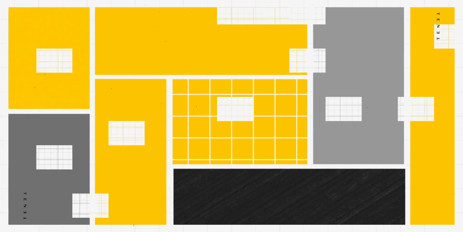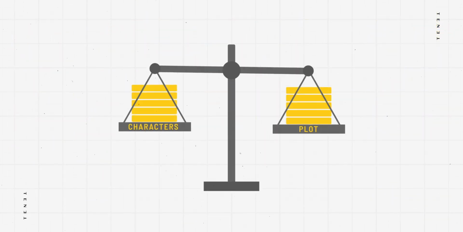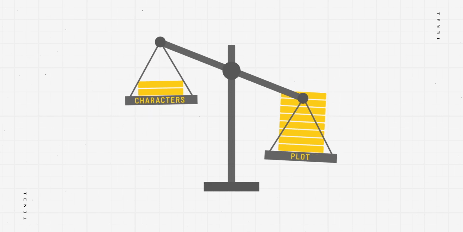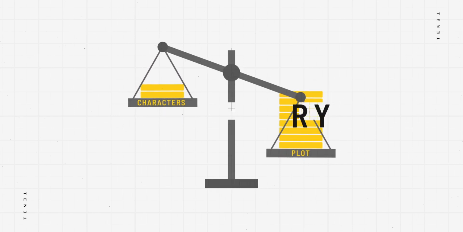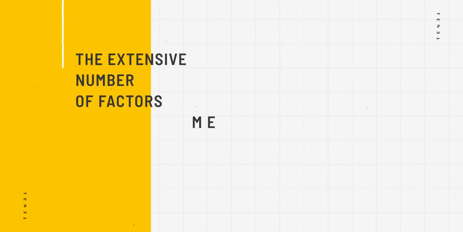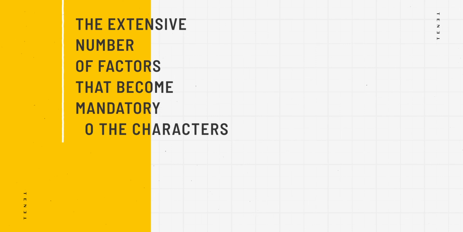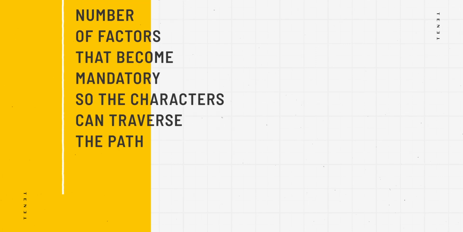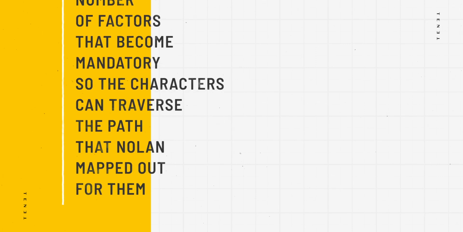But by having these many elements working together so tightly, Nolan has to make some compromises in two major components. The first one being characters. And I'm not talking about backstory, that is not the issue here, but the extensive number of factors that become mandatory so the characters can traverse the path that Nolan mapped out for them.